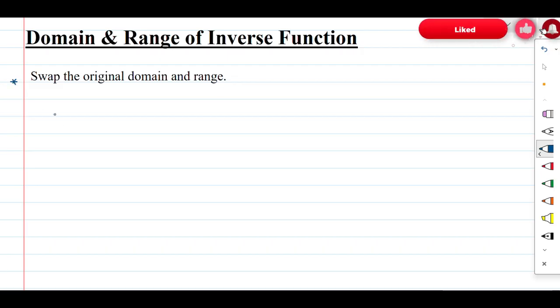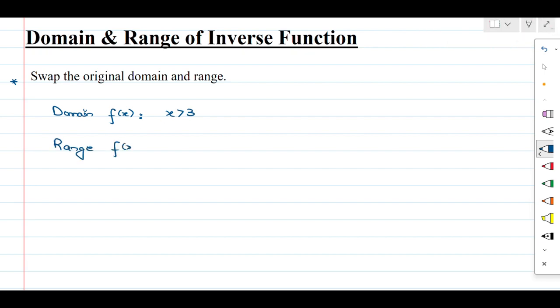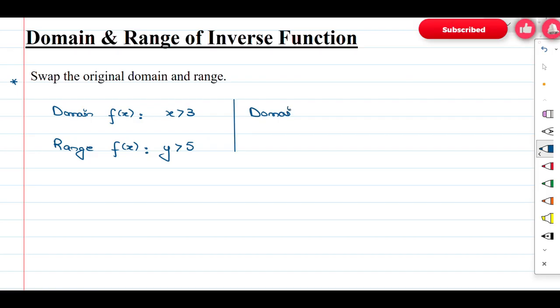For example, if we have the domain of some function f of x is x is greater than 3, and the range for the function f of x is, we can say, y is greater than 5. Let's suppose, right? Now, what is the domain and range for the inverse function? Now we have to swap the original domain and range. Now the domain for f inverse of x is basically this range.